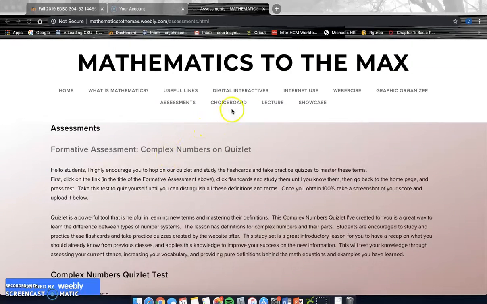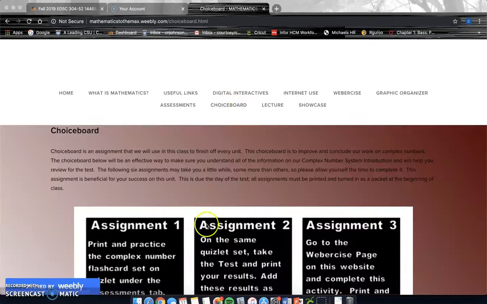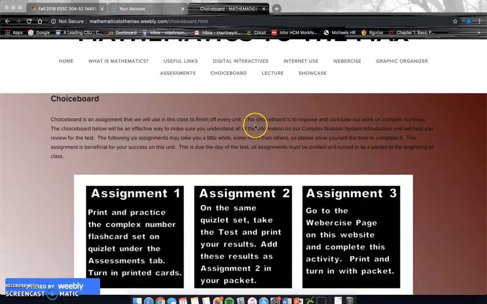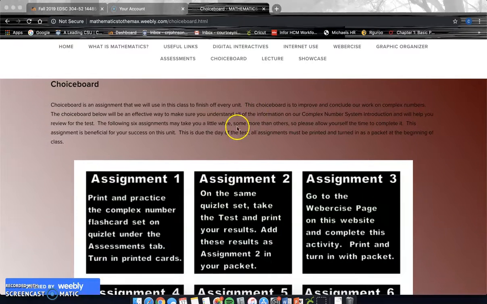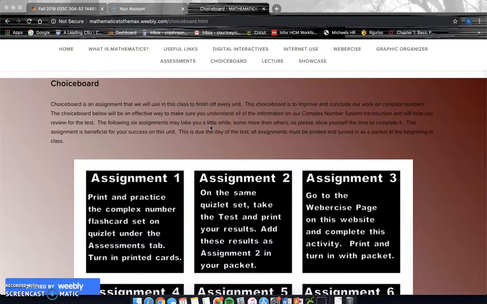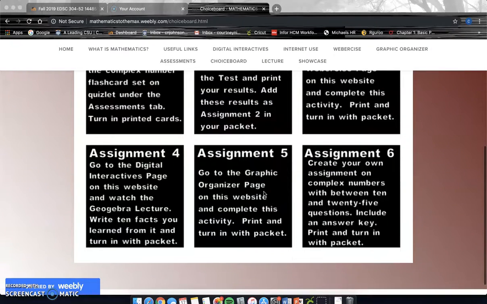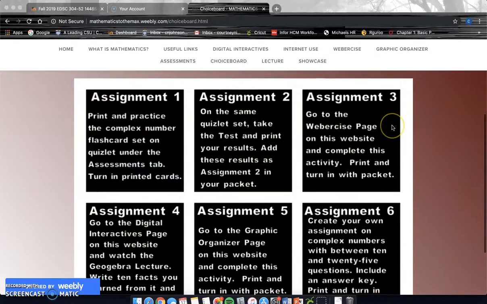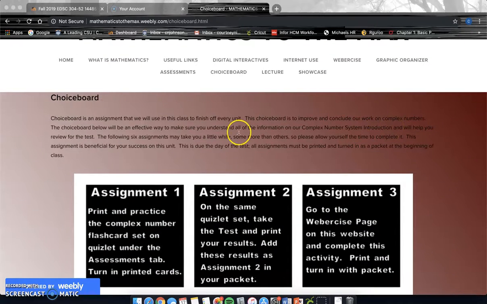Moving on to our choice board. This is another new assignment that I would finish every class with for every unit. It would be a good recap and a good way to turn in their homework assignments right before a test. The following 6 assignments would make up all of their homework for that unit. Then they would more than likely have a project for that unit as well.